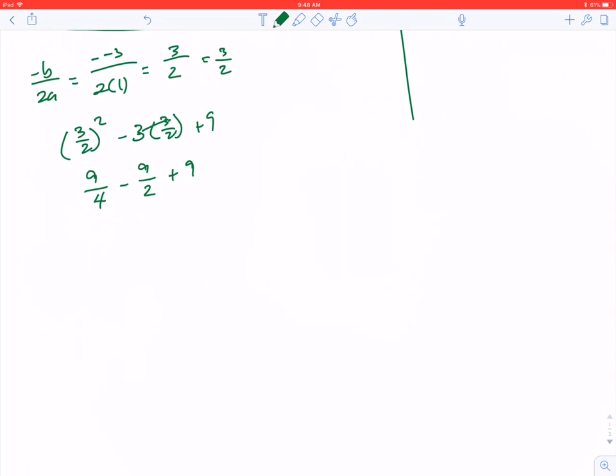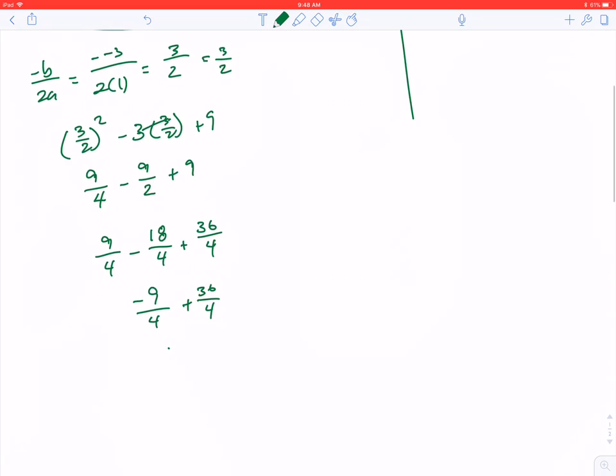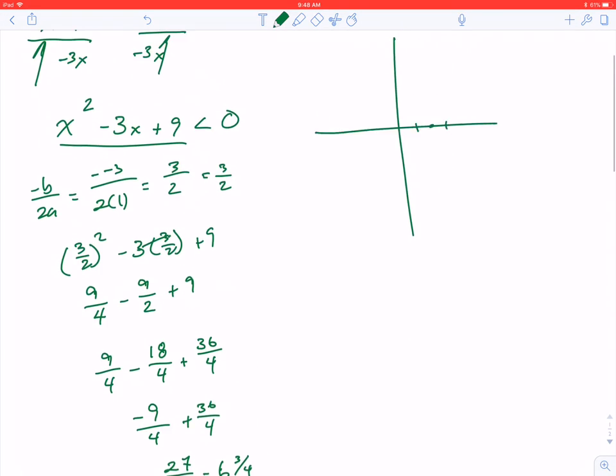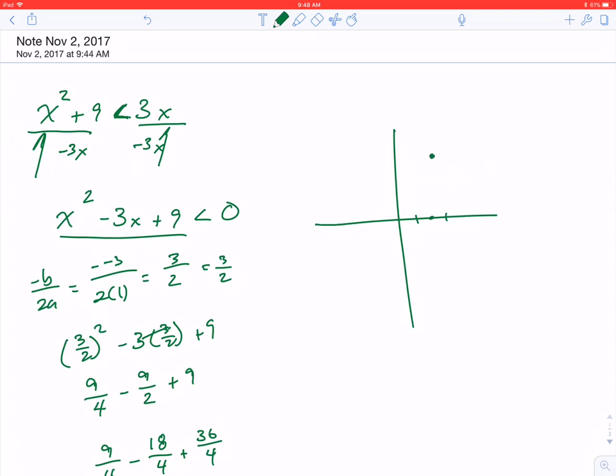Alright, so 9 fourths minus 18 fourths plus 36 fourths. I'm just going to make them all fourths. So 9 minus 18 would be negative 9 fourths plus 36 fourths, and negative 9 plus 36 would give you 27 fourths. And what would 27 fourths be? 6 times 4 is 24, so it'd be 6 3/4. So up 6 3/4 here. I'm just going to say that's 6 right there.